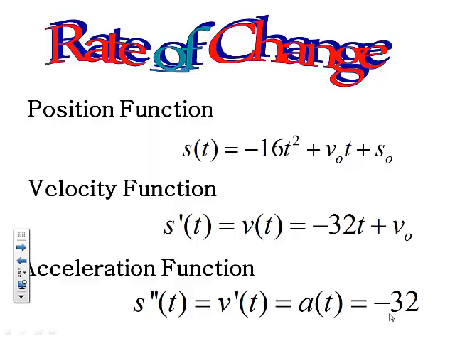The velocity function is the first derivative. So I just use the power rule to take the derivative of the position function. Then the acceleration function is the second derivative. So I took the derivative of the derivative, and that gives me my acceleration, which you'll notice is simply gravity. Gravity is negative 32. Gravity is an acceleration.